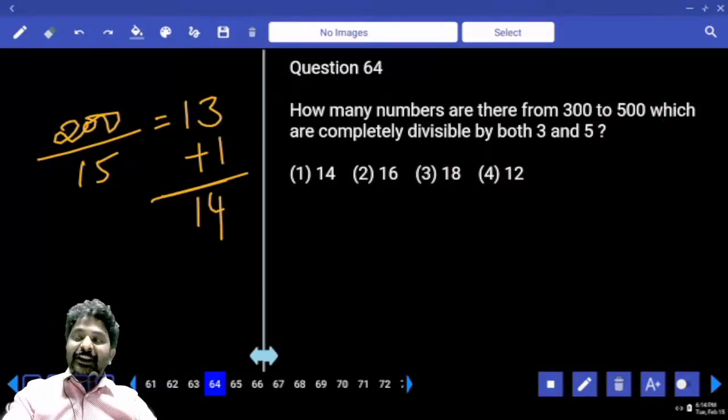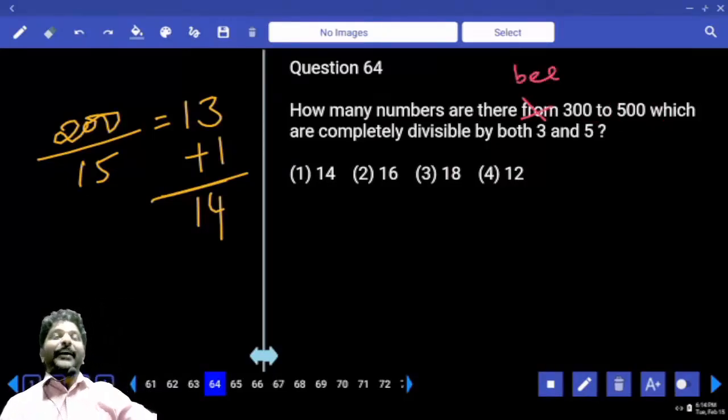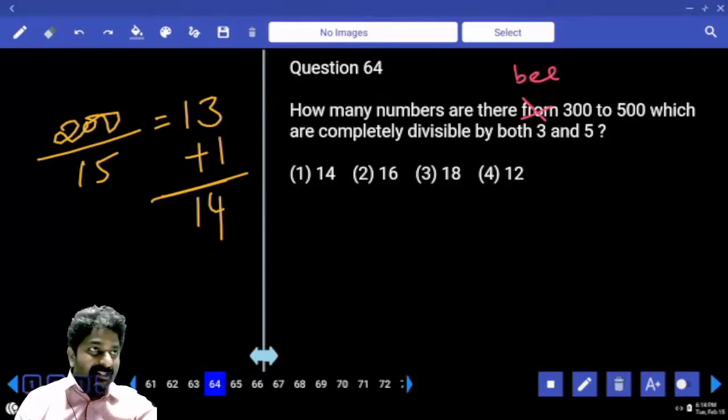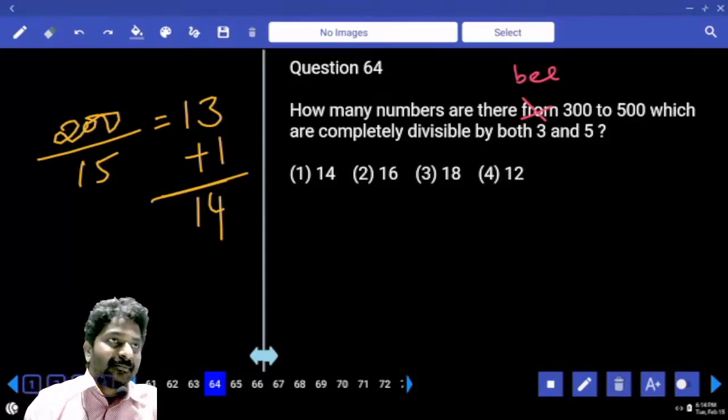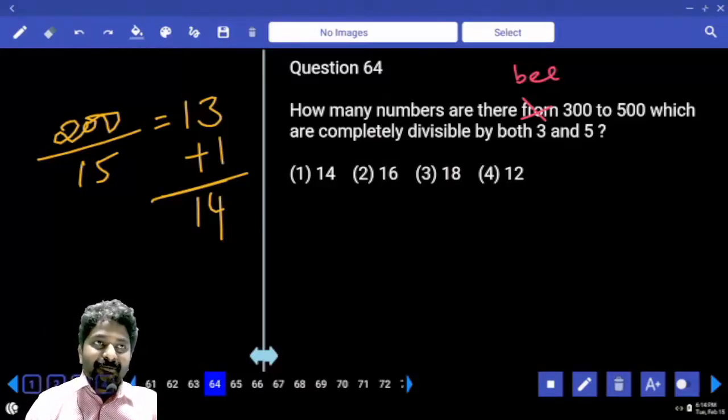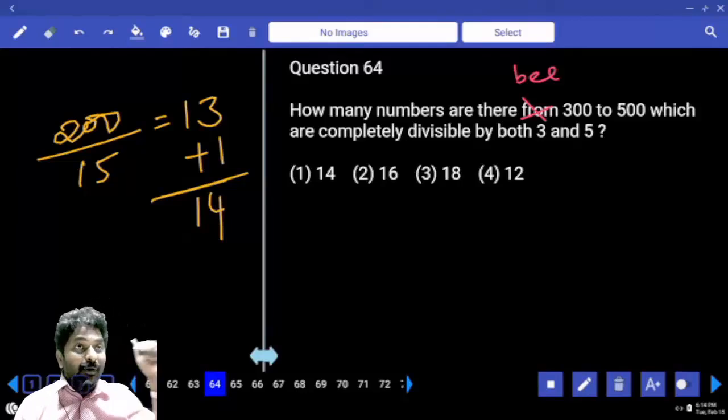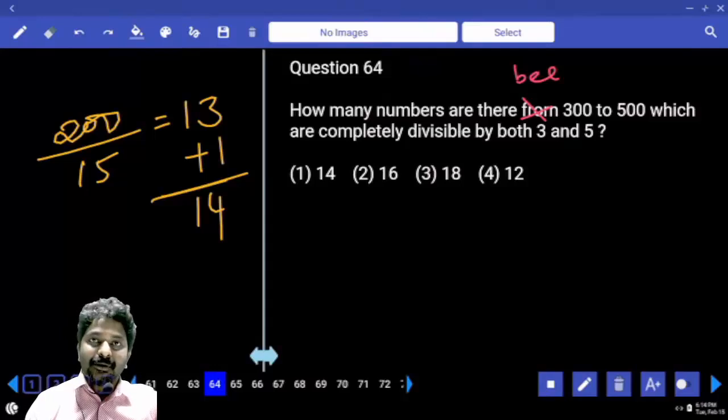In the same question, in place of from, if you have between 300 to 500, then the answer must be 13 only. Between 300 to 500, there will be 13 multiples. In the case of from, 300 also gets included. 300 is a multiple of 15, so you have to add one more.